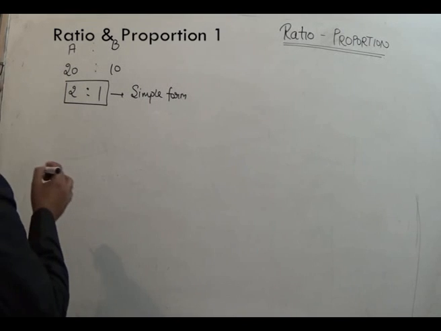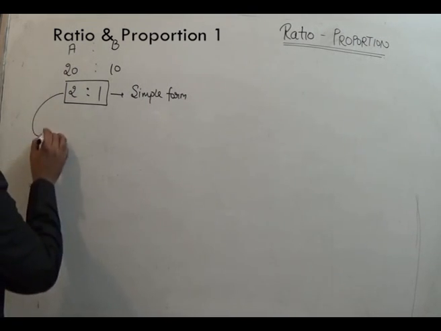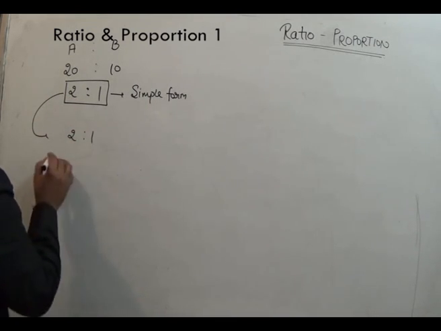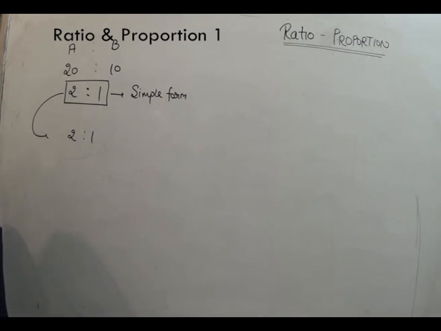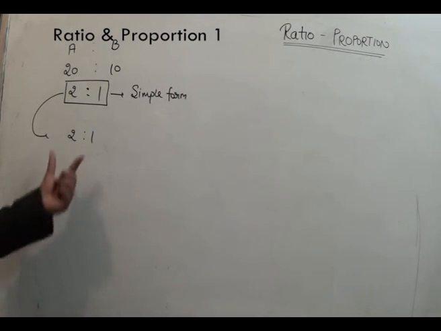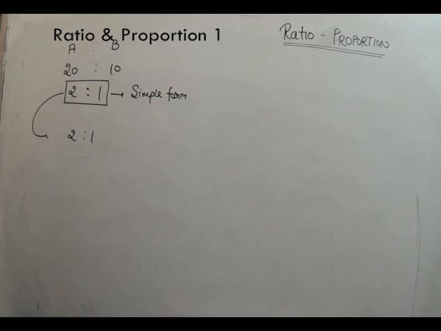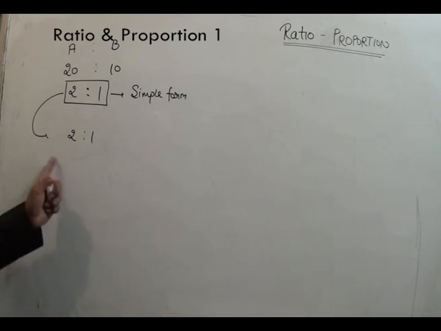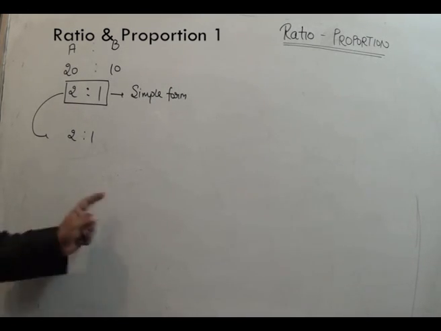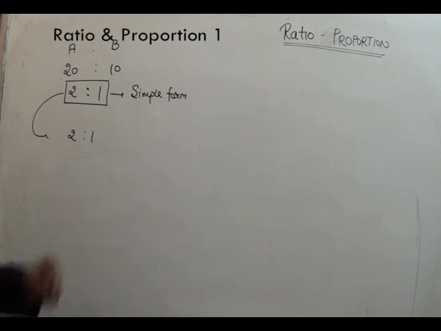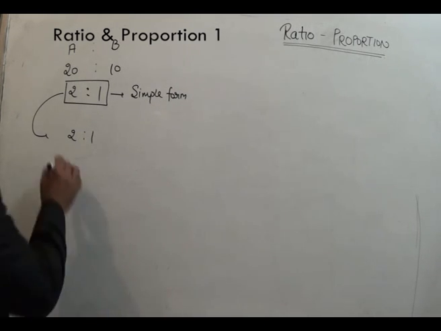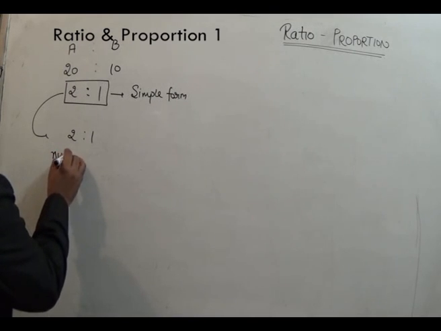Now, the point to understand is, suppose the ratio is given, 2:1. If I ask you, can you find the numbers? No. Why? Because only the ratio 2:1 is given. My numbers can be 2 and 1, they can be 4 and 2, they can be 20 and 10, they can be 150 and 75, they can be 200 and 100. It means when the ratio is given, we cannot find the numbers. For getting the numbers, we need some additional condition.